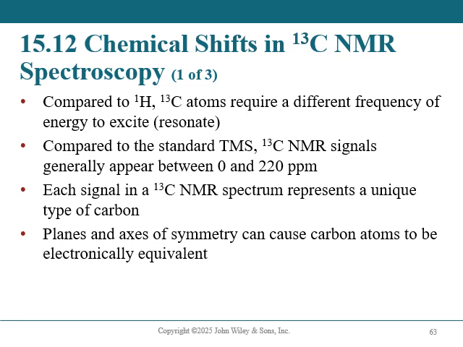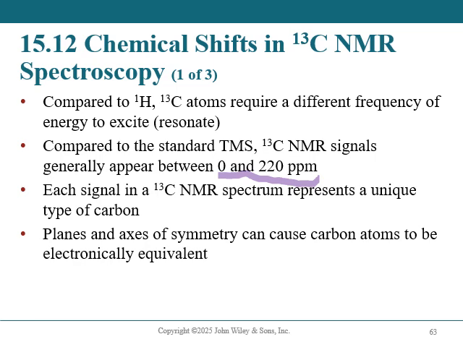Compared to the standard TMS, carbon NMR signals generally appear between 0 and 220 ppm. This is actually a very important distinction because now if you're given an NMR spectrum, doesn't really matter if it's proton or carbon, you should be able to tell them apart. Proton NMR goes from 0 to 10 approximately. Carbon NMR goes from 0 to 220. Very large difference. Each signal in a carbon-13 NMR spectrum represents a unique type of carbon.